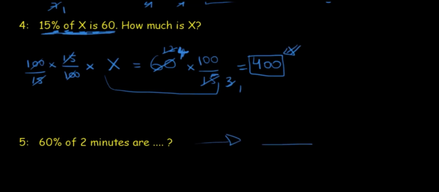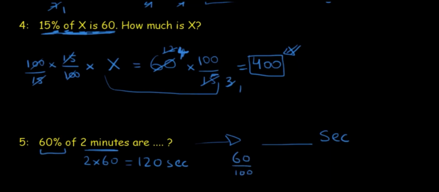Next question, 60% of 2 minutes. Actually, I forgot to say that the answer is supposed to be in seconds. So what I would do is change 2 minutes into seconds. That's 2 times 60 seconds, right? 120 seconds. And I'm interested in 60% of it, so 60% of 2 minutes, which is the same thing as saying 120 seconds. What do I have now? 0 goes off with the 0. 0 goes off with the 0. 6 times 12, 72. So 72 seconds. That's 5 questions done. 10 more to go.